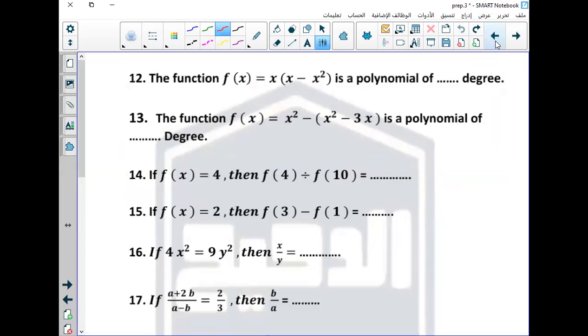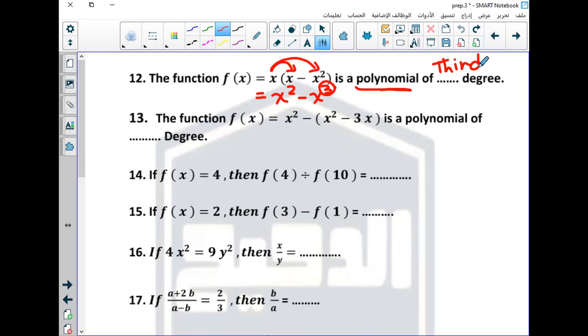Number 12: the function f of x equals x times x minus x power 2 is a polynomial function of what degree? If you multiply x with x and x with negative x power 2, the answer will be x power 2 minus x power 3. Then the polynomial function will be of third degree.